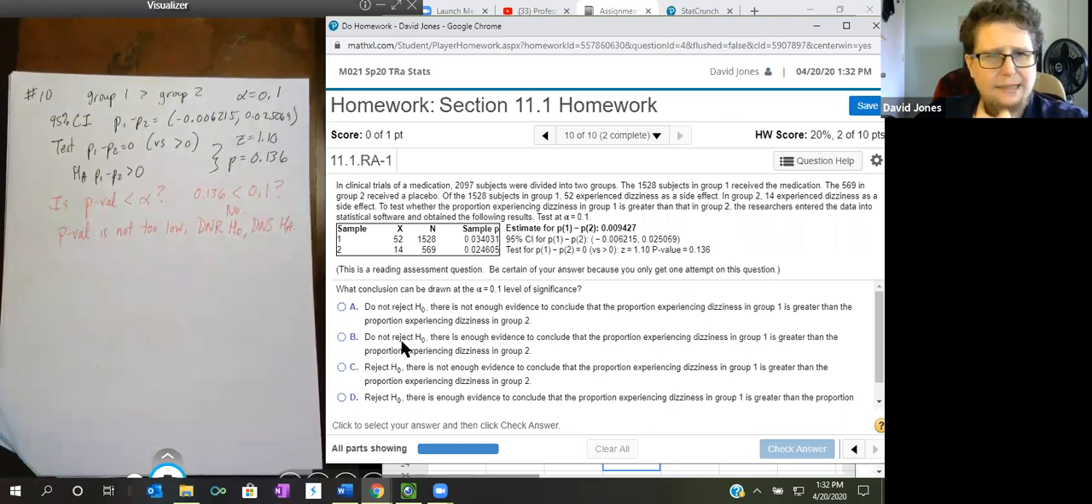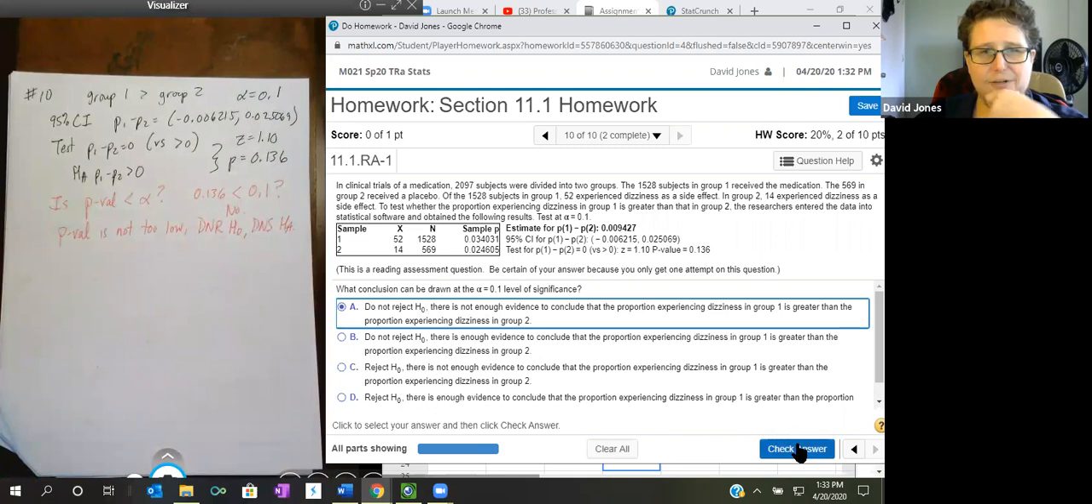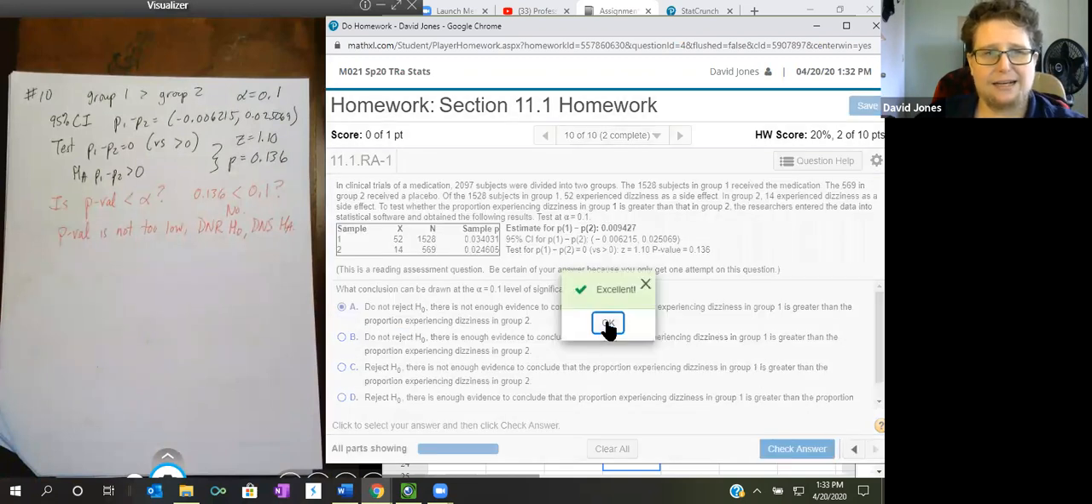Two of them say that. There is not enough evidence to conclude that the proportion experiencing dizziness in group 1 is greater. That's the one we want. Which one says it? For me, A says it. If there was enough evidence, we would reject H0, but there's not enough evidence. So we check our answer. Ta-da.